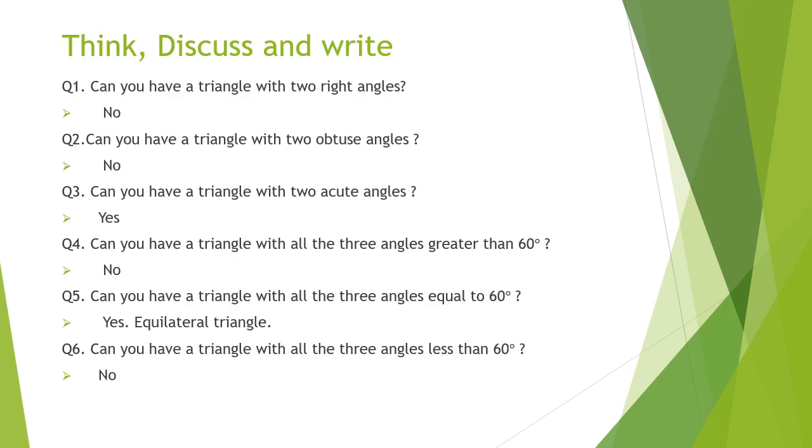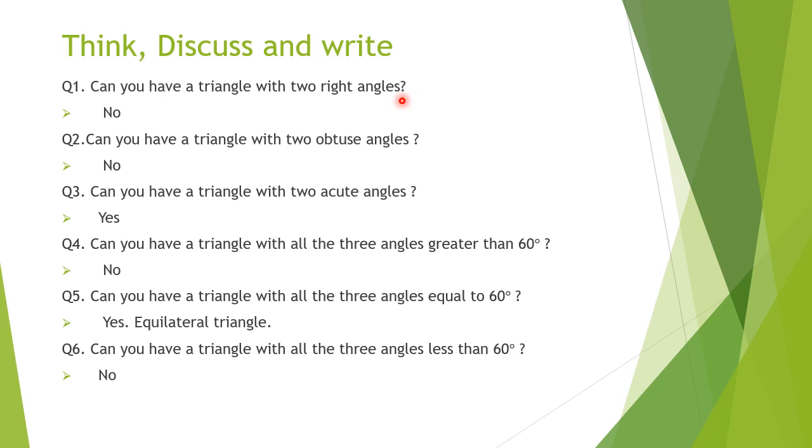Now let us do the questions given under think, discuss and write. Question number 1. Can you have a triangle with two right angles? In the triangle we have two right angles. Right angles means 90 degree angles. So two angles are 90 degrees, 90 degrees. So 90 degrees and 90 degrees adding, we get 180 degrees. So the third angle will be of what measurement? In such a case, 0 degrees.